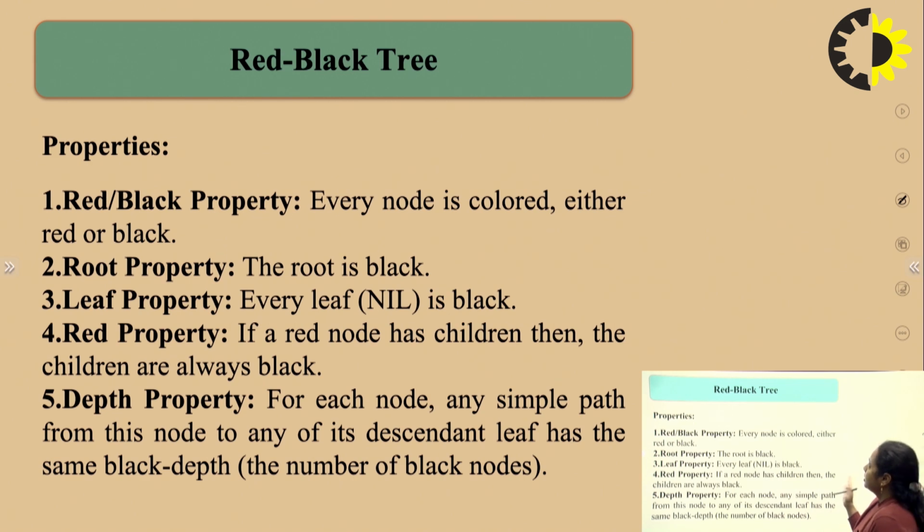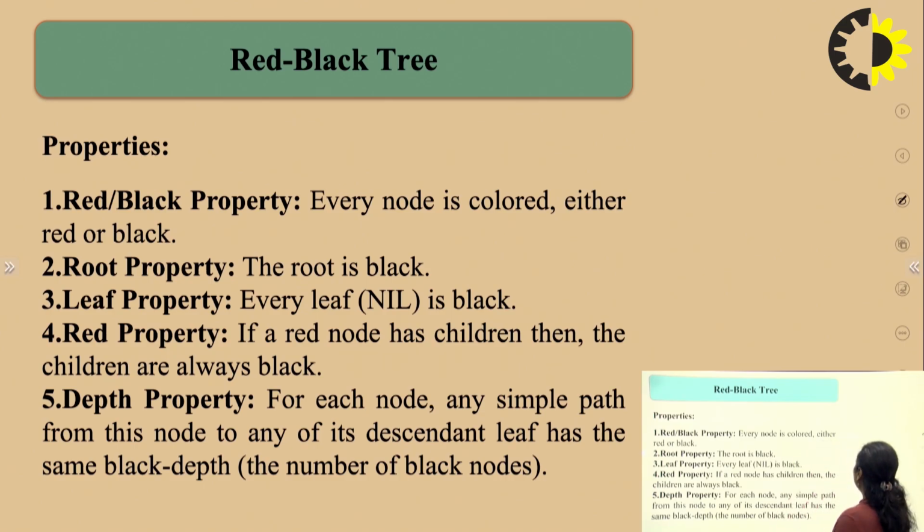Now here are some of the properties of a red black tree. The first property says that every node is colored either red or black. It means whatever binary search tree we are drawing here, in that tree the node is either red in color or black in color. Next is the root property. That means the root of the tree will always be black. The leaf property says that every leaf node is black in color. Here leaf node signifies the nil nodes.